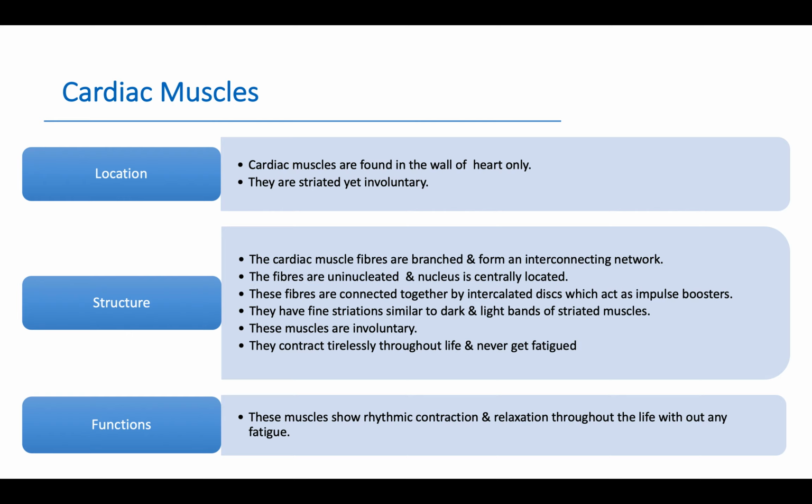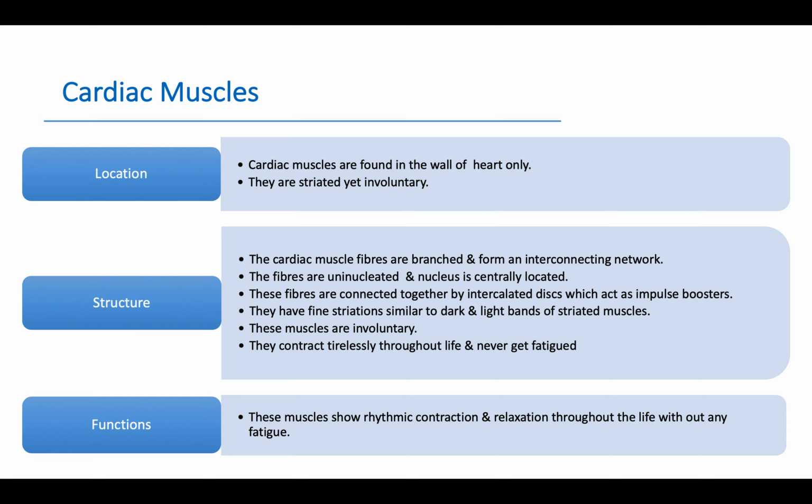Structure of cardiac muscles. The cardiac muscle fibers are branched and form an interconnecting network. The fibers are uninucleated and the nucleus is centrally located. These fibers are connected together by intercalated discs which act as impulse boosters. They have fine striations similar to the dark and light bands of striated muscles. These muscles are involuntary in function. They contract tirelessly throughout life and never get fatigued.